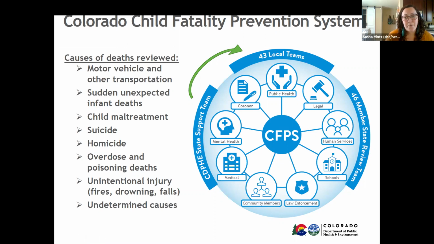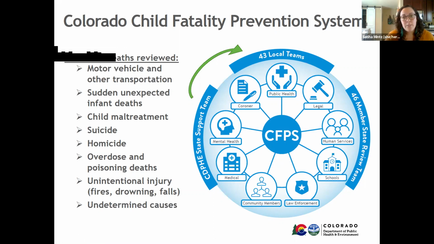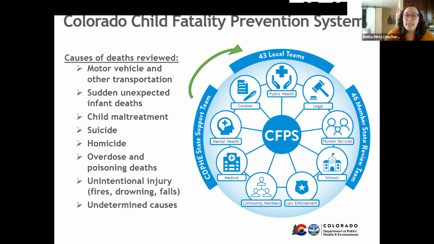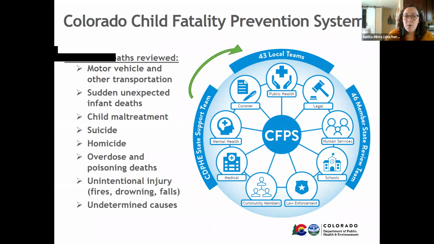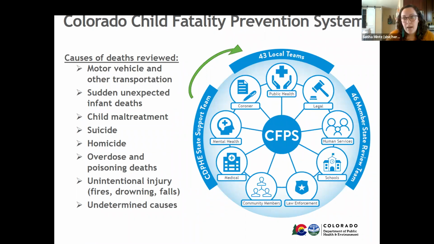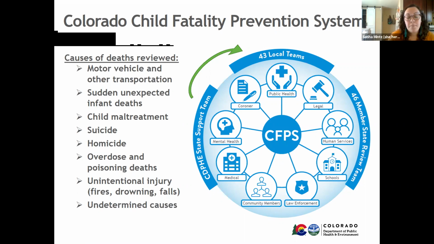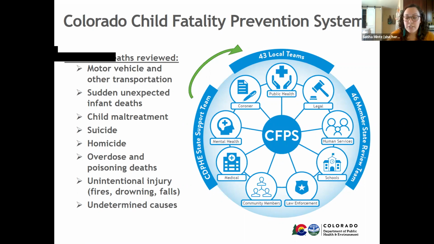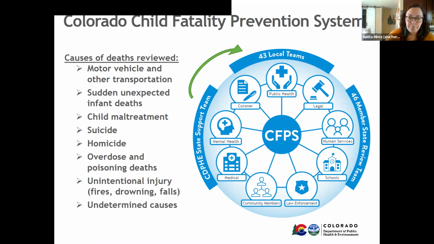As a system, we're responsible for reviewing all deaths by motor vehicle and other transportation, sudden unexpected infant deaths or SUID, which are mostly those sleep-related infant deaths, child maltreatment, suicide, homicide, overdose and poisoning, unintentional injuries such as fires, drowning and falls, and other deaths that may be due to undetermined causes.